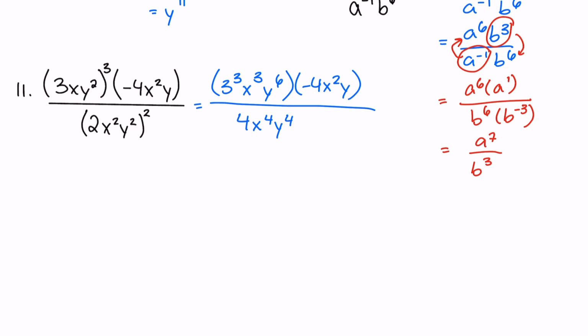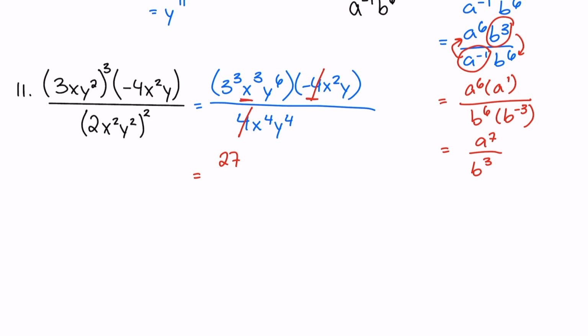In the next line, we can cross out some terms and simplify. So 3 to the power of 3 is the same thing as 27. This negative 4 can also be rewritten as negative 1 times positive 4. So if we think about it like that, we can cancel out the 4 in the numerator with the 4 in the denominator and keep this negative sign here to represent that we have negative 1 times this remaining portion.